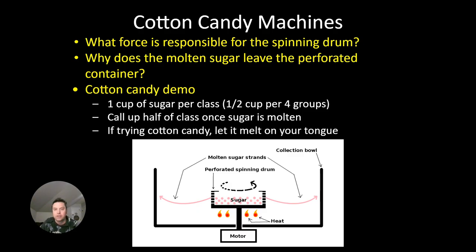Same reason why the washing machine can dry your clothes and there are holes on the side. The water wants to go in a straight line. The melted sugar does the same thing, and as it goes through the air, it cools really quickly and crystallizes. That's where you get the strands of cotton candy.